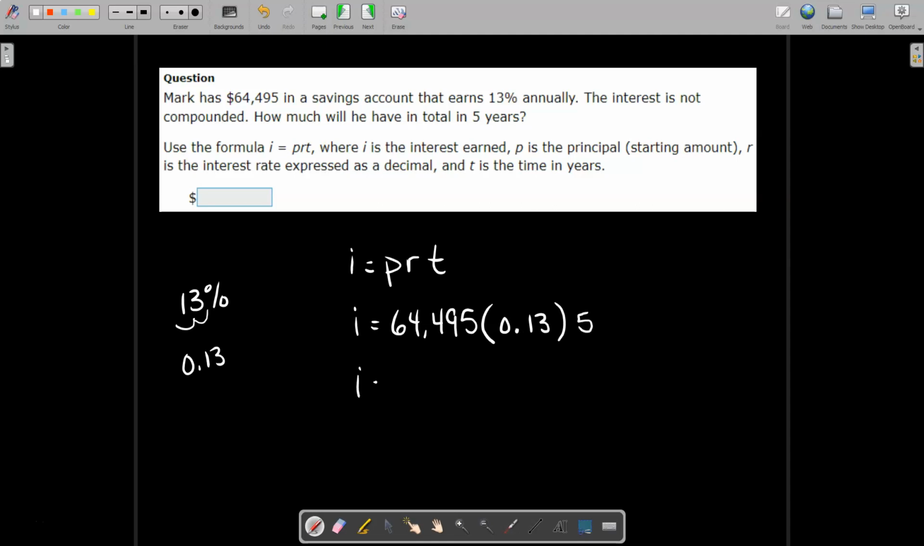So again, I'll go ahead and use a calculator. So I'll multiply the 64,495 times 0.13 times 5. And the product of all those factors turns out to be $41,921. Actually, it's money, right? And 75 cents. Now that's the interest.